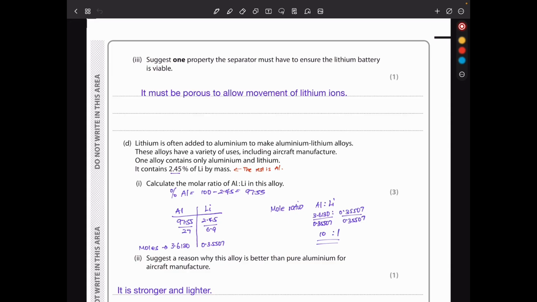Then they say suggest one property the separator must have to ensure that the lithium battery is viable. The separator should allow the lithium ions to go through, so it must be porous.